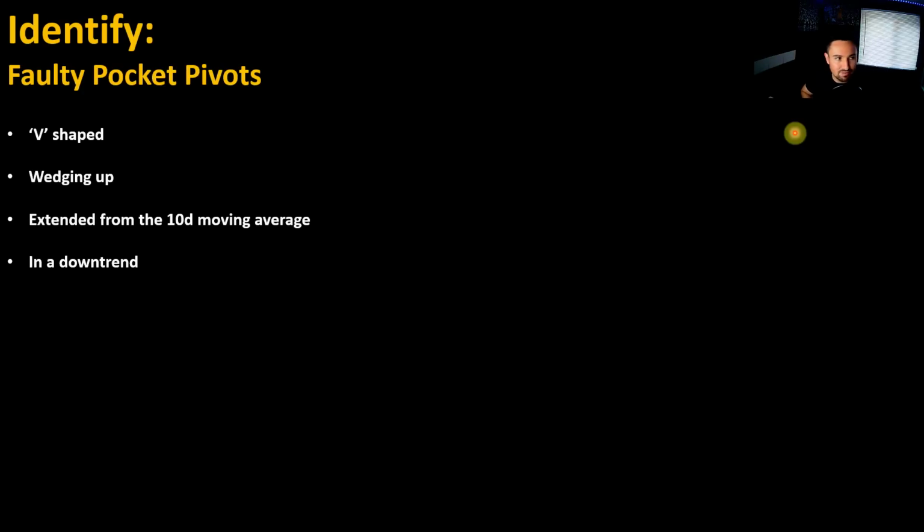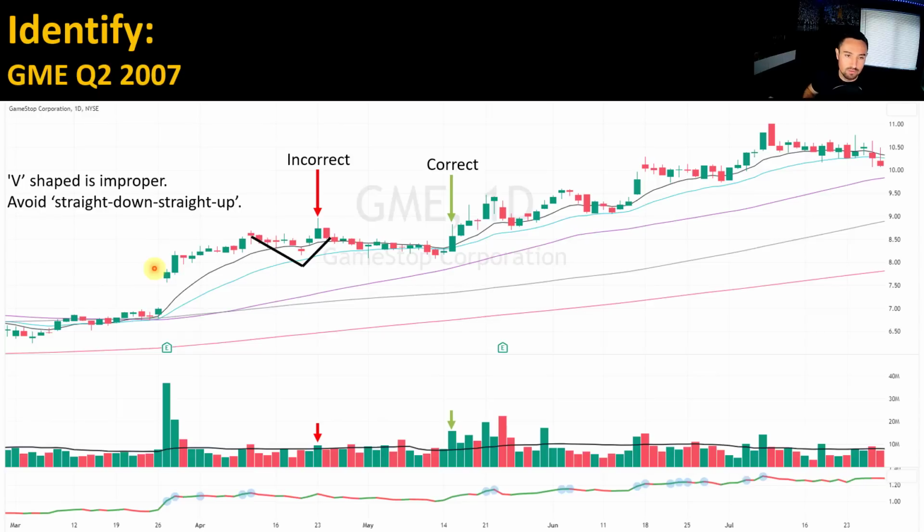Let's just do a couple of faulty pocket pivots. So things you want to avoid: V-shape, wedging up, extended from the 10-day moving average, and in a downtrend. Let's go through some examples from the book. This one here is a good entry. Like, this is solid here, really tight around the 10-21, like that, really tight bar. So you can go in again, create an asymmetric reversal trade through the high of the bar, stop loss underneath the low of the bar, free roll into it at a multiple of the risk, and then sit for the trend.